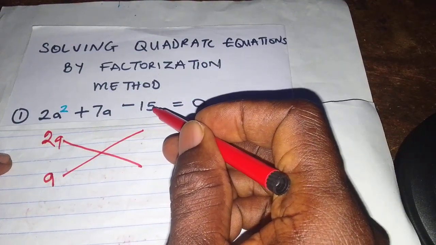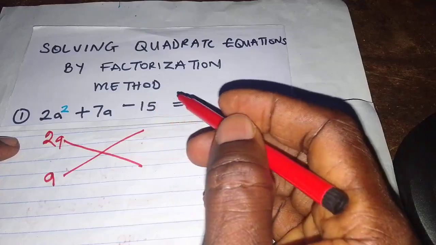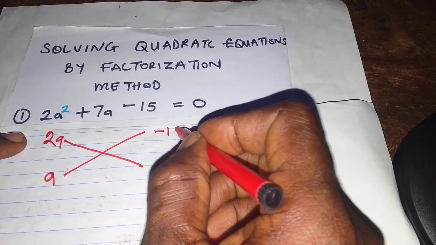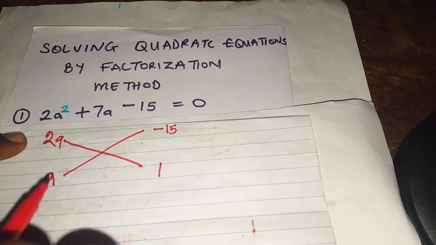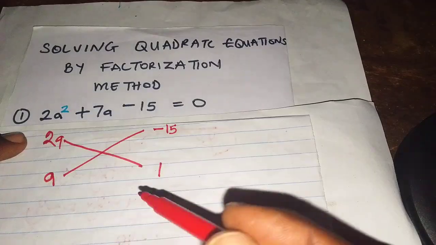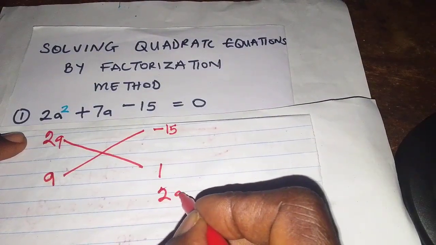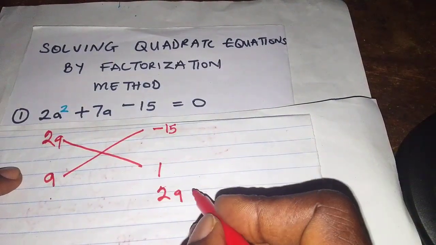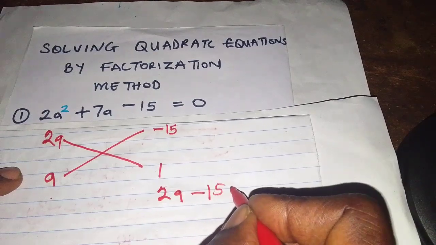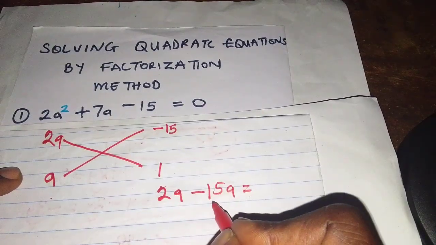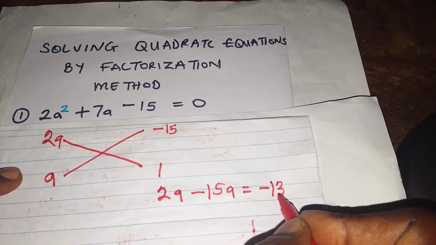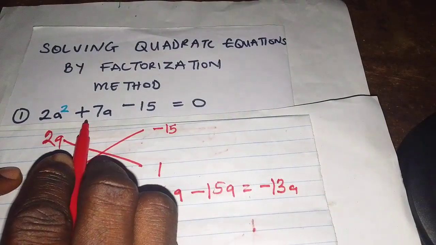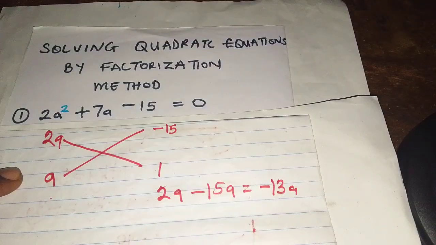Now what will you multiply that will give you minus 15? Let's say minus 15 times 1 will give us minus 15. Let's now check if it will give us what is in the middle. So you're having 2a times 1 will give us 2a. A times minus 15 will give us minus 15a. So 2a minus 15a is equal to what? That's minus 13a. And we need plus 7. So that means our choice of numbers is wrong.